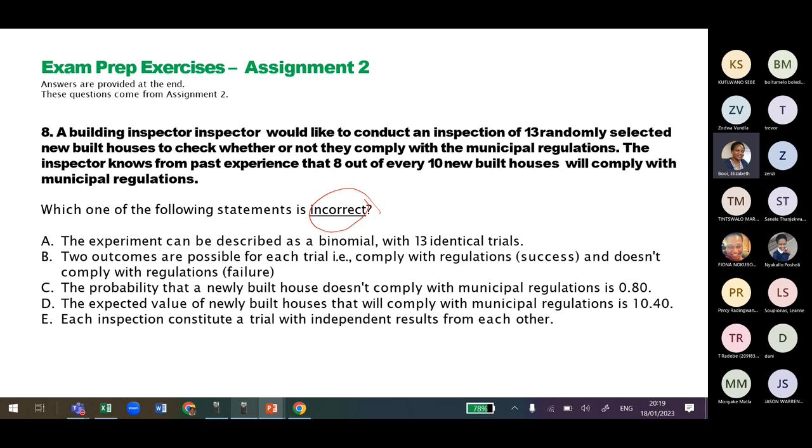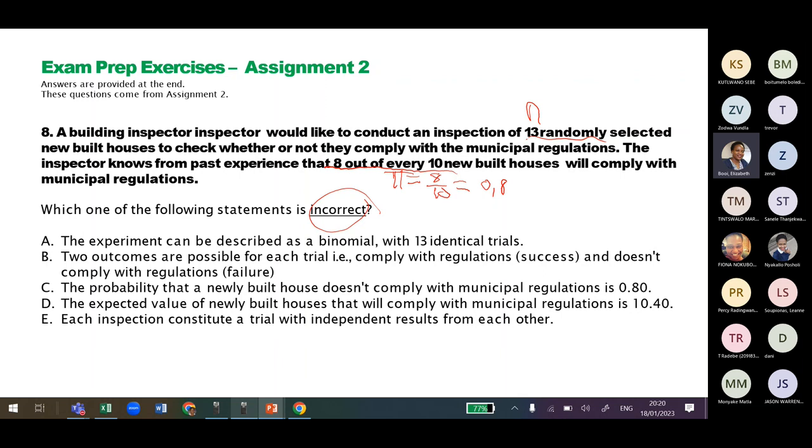What is it that they have given us here? They told us that our N is 13 randomly selected new built houses that they have checked. They also told us that 8 out of 10, which is the probability of success, or failure, or whichever they say. The inspector knows from past experience that 8 out of every 10 new built houses will comply with the regulation. So they have given you the probability of success, which is 8 divided by 10, in decimal form, equals 0.8.